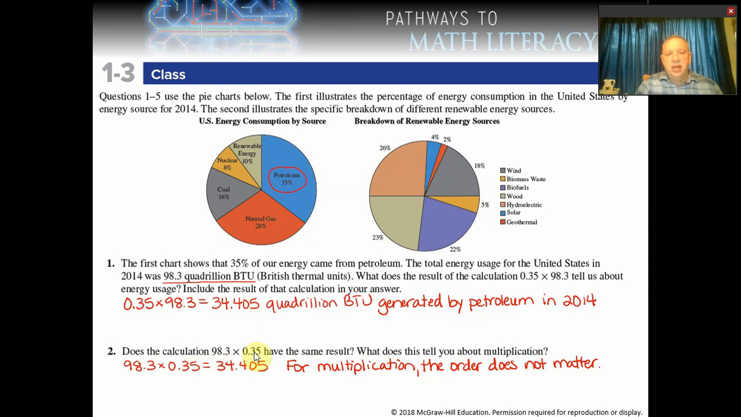Does the calculation 98.3 times 35 have the same result? So if I just switched these numbers, which one comes first? Well, it doesn't matter in multiplication. Multiplication commutes. So 3 times 4 is 12, the same thing as 4 times 3. So in this case, we would get the same answer, 34.405.